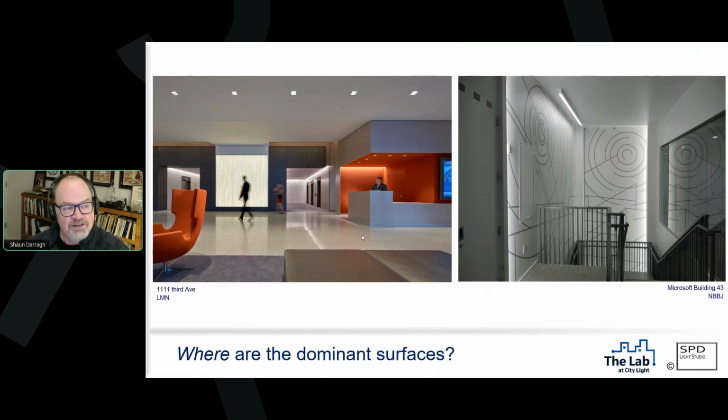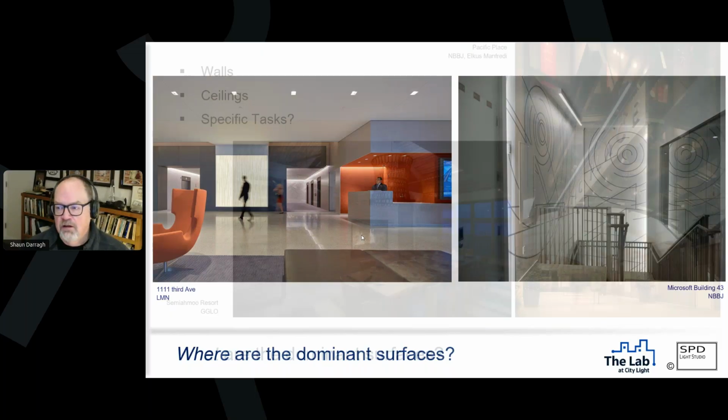We're not that interested in the ceiling that's there. We put a little bit of light down onto the floor, but most of the light in the space is on those vertical surfaces. So what are the dominant surfaces, right?